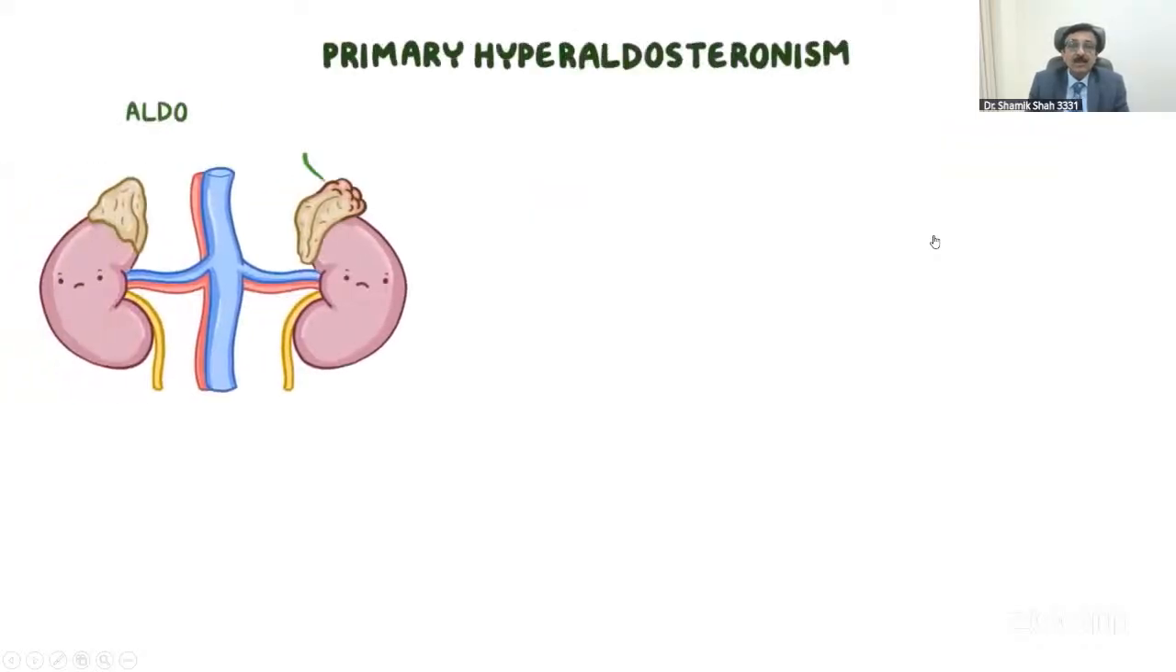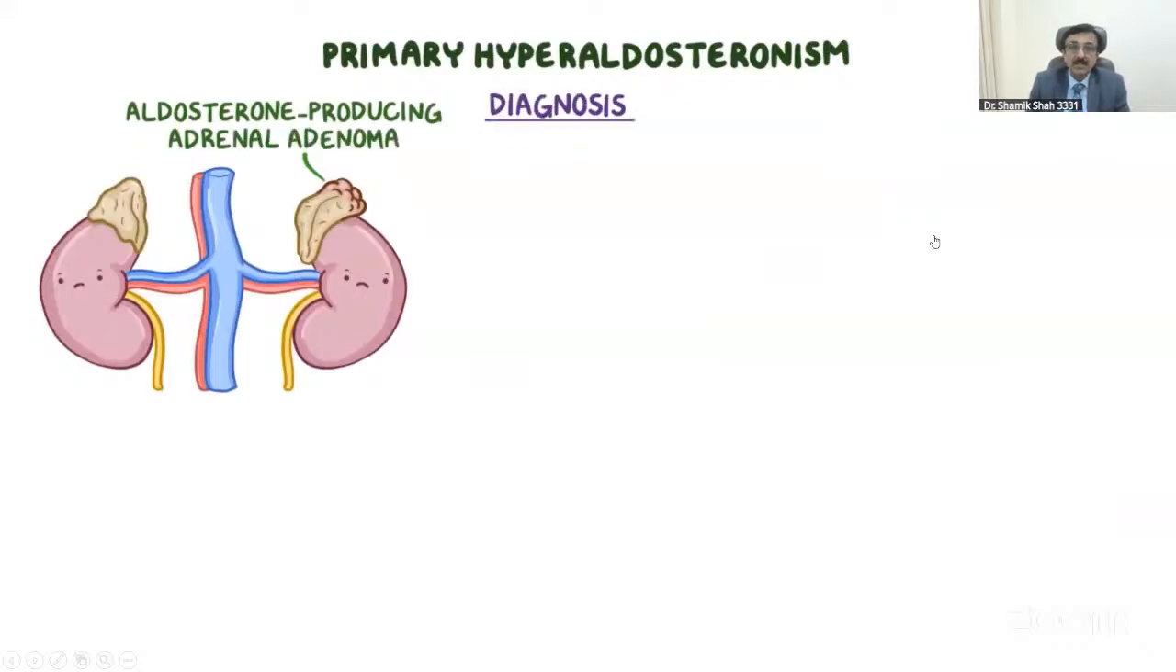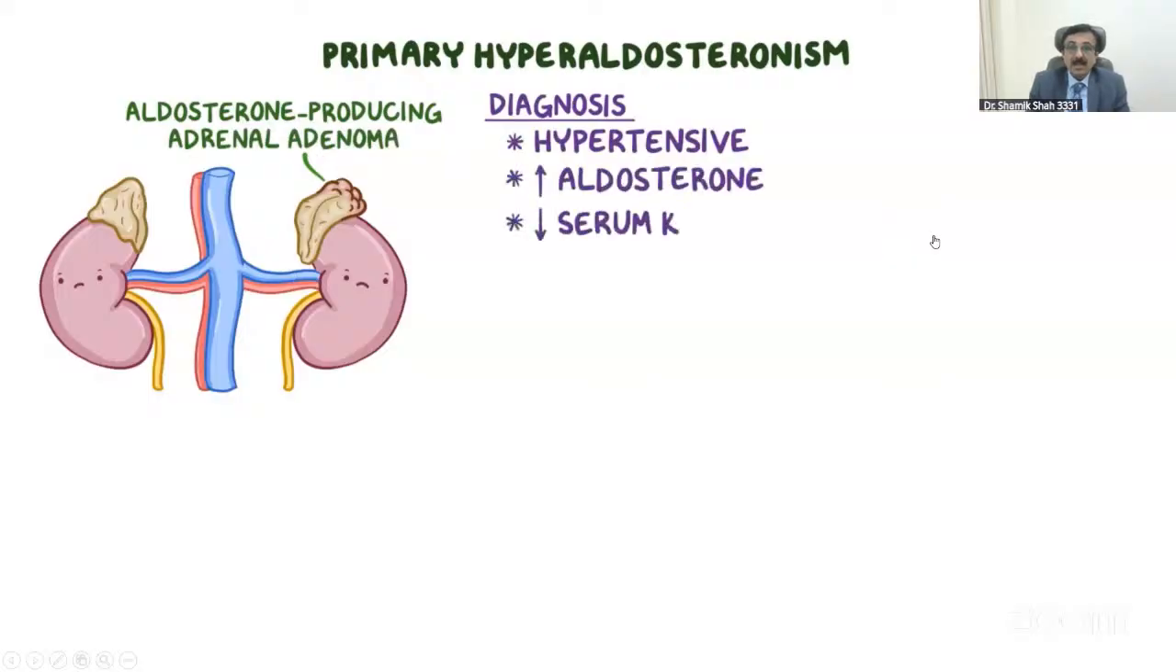Now let's talk about primary hyperaldosteronism. It is because of an aldosterone-producing adrenal adenoma, right? The patient is usually hypertensive. There is a high serum aldosterone level, low serum potassium, and decreased plasma renin activity.